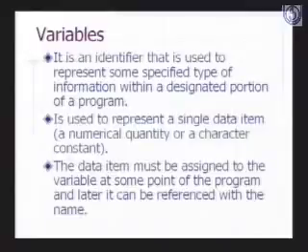Then comes the variables part. These variables are nothing but, as I told before, a kind of identifiers which is used to represent some specified type of information within a designated portion of a program. It is used to represent a single data item, a numerical quantity or a character constant. The data item must be assigned to the variable at some point of the program, and later it can be referenced with the name.